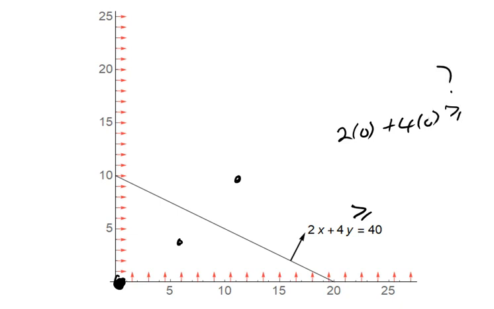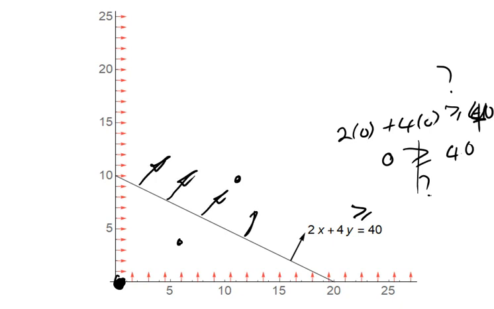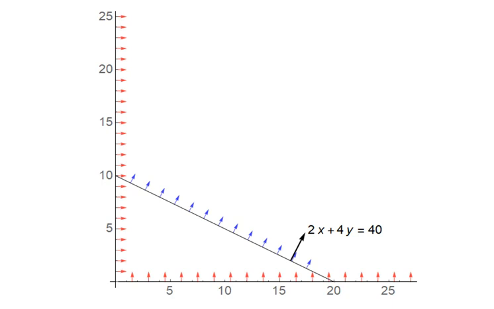Then you want to check if this is greater than or equal to 40. Obviously 0 is not greater than 40. So which means (0, 0), the origin, is not in the region that you want. So the region that you want is the region above the line. So use these arrows to point to the region above the line. So this is what your graph looks like now.